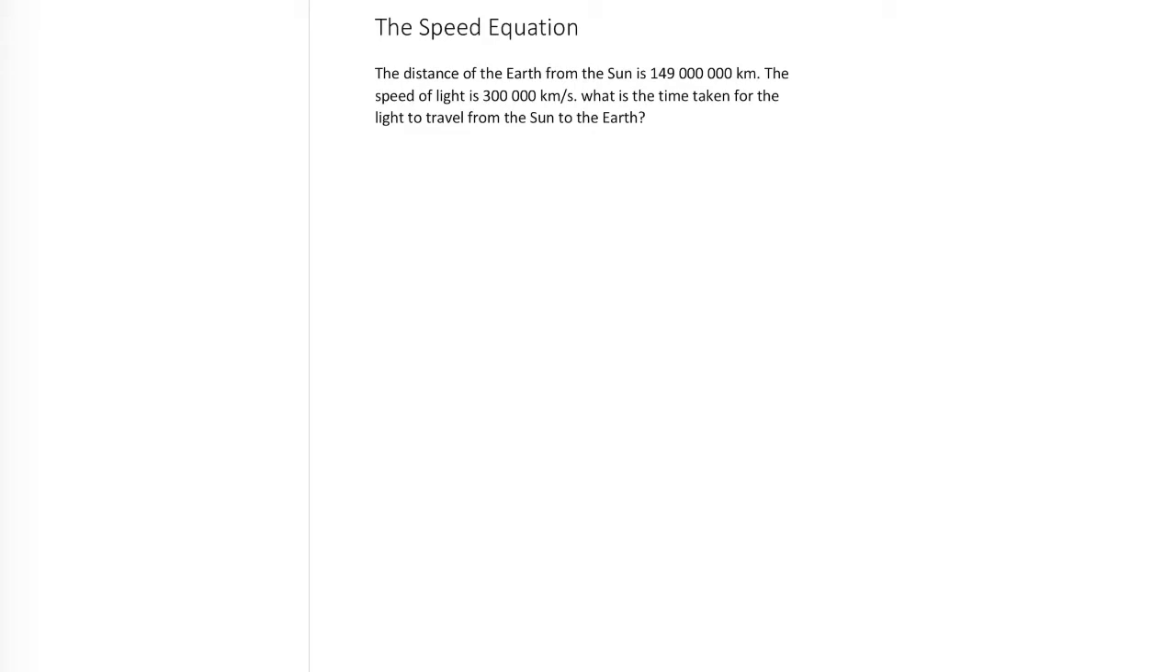Now let's do a numerical regarding the speed equation. We have the question: the distance of the earth from the sun is 149 million kilometers. The speed of light is 300,000 kilometers per second. What they're asking is, what is the time taken for the light to travel from the sun to the earth? Now let's make a little diagram for this. Here we have the sun and here we have the earth.